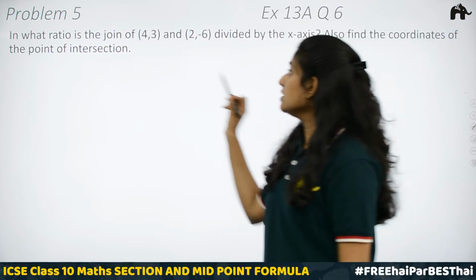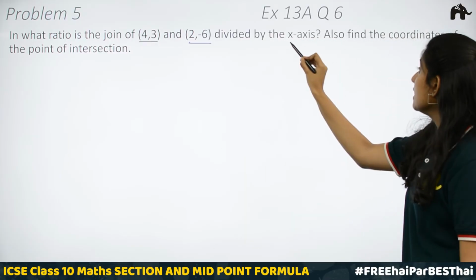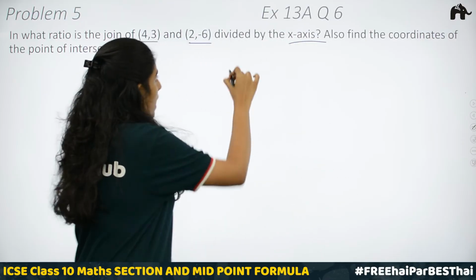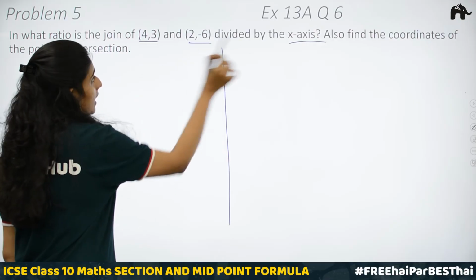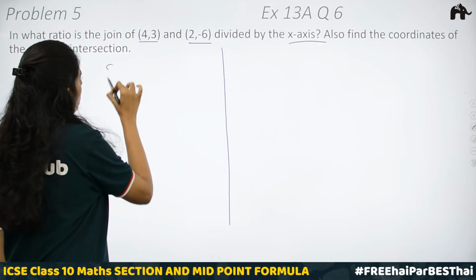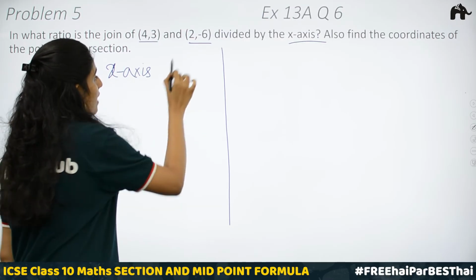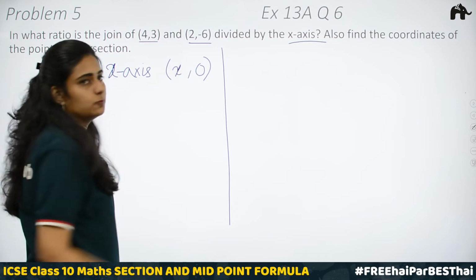Next, problem 5, question 6 of exercise 13A. In what ratio is the join of (4, 3) and (2, minus 6) divided by the x-axis? Also find the coordinates of the point of intersection. Here we need to find the ratio and the point of intersection. Divided by the x-axis. We know along the x-axis every point will have y coordinate equal to 0 and x coordinate will have some x value.